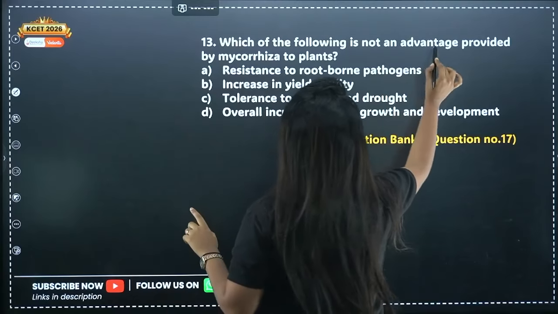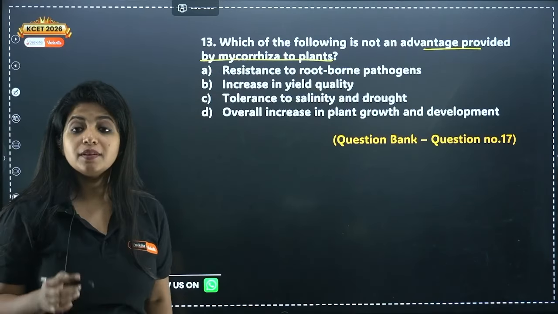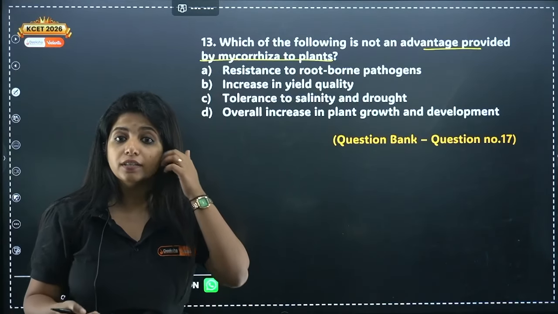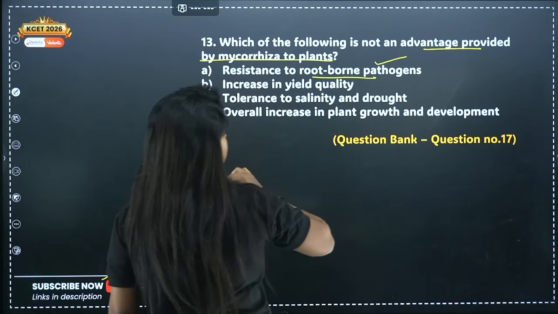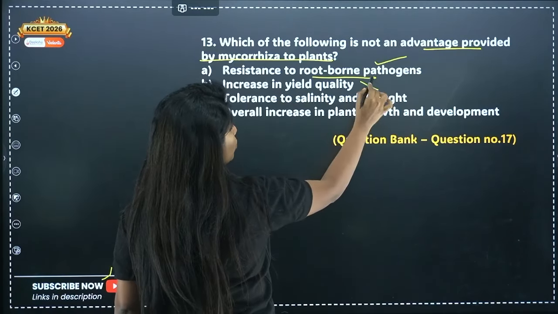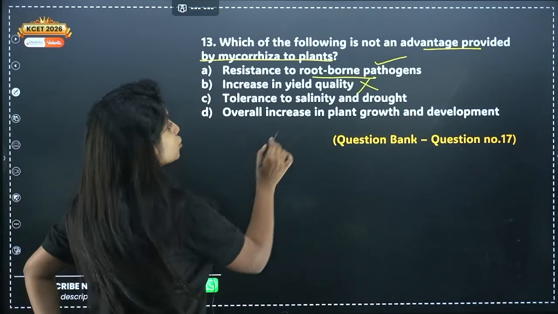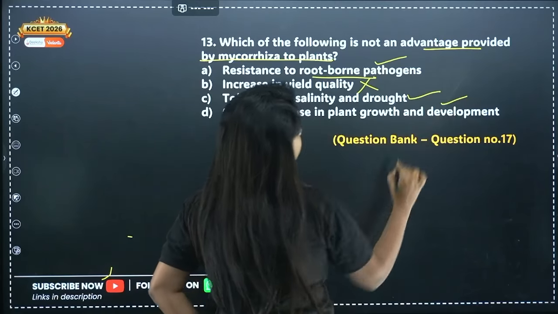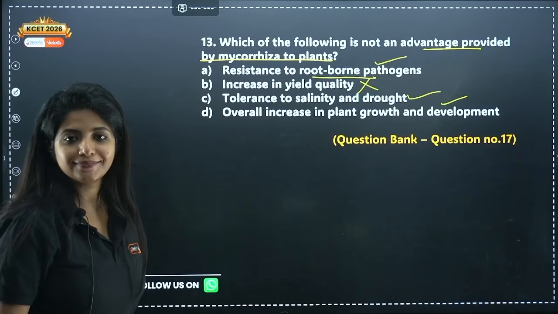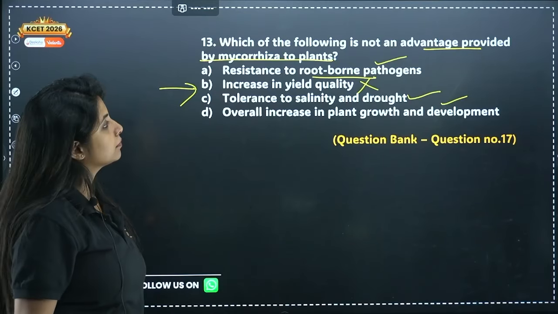Now, I told you there's a question related to this. Which of the following is not an advantage provided by mycorrhiza to plants? Resistance to root-borne pathogens, it provides resistance. Increase in yield quality, no, I told you this is not the use of mycorrhiza. Tolerance to salinity and drought, yes, that is there. Overall increase in plant growth and development, that is also there. So the only odd one out is B.